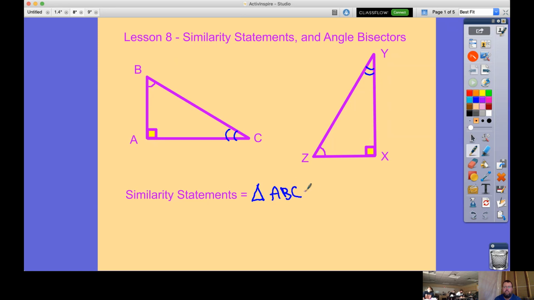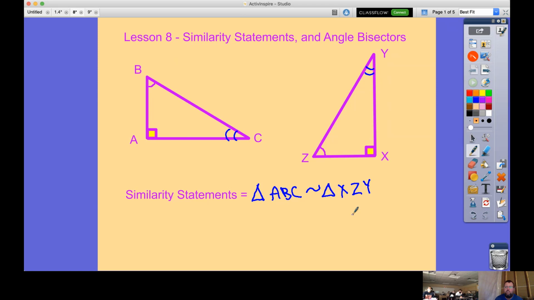And then our similarity symbol is one kind of wavy line in there. And then we're going to put the triangle symbol. And then we've got to match up the angles here. So we had A first here. A is the same as X, so that goes first. Then we had B. B was with the one line. Well, that's Z for this other one. And then C and Y match up. So this would be the proper way of writing that similarity statement for this one.